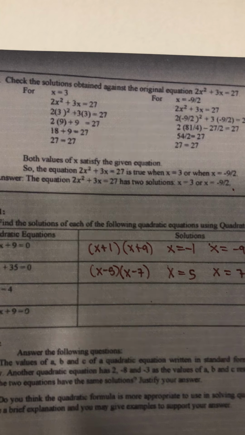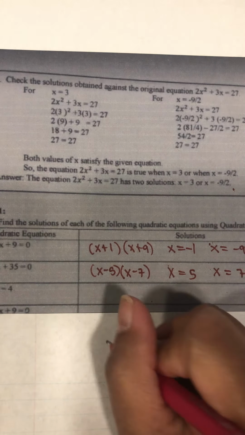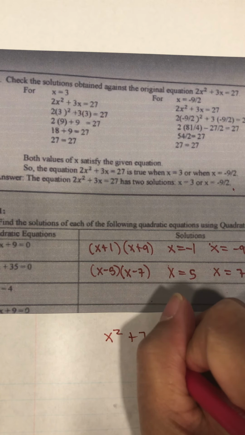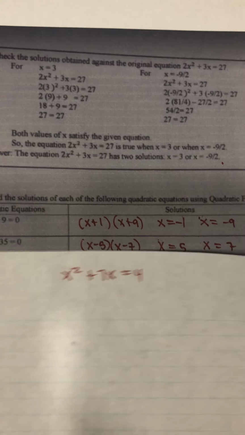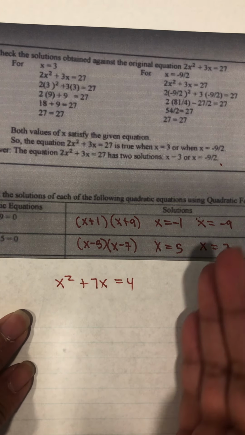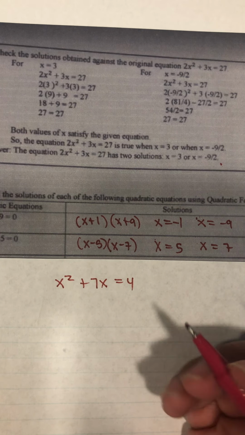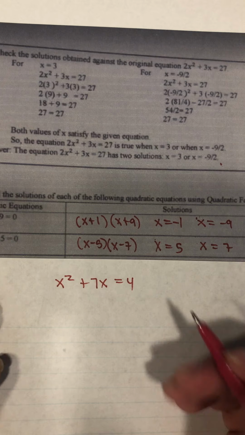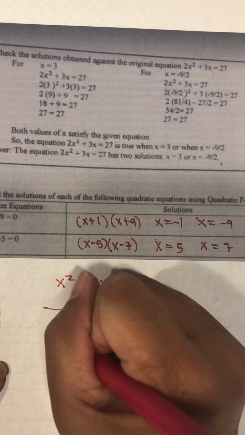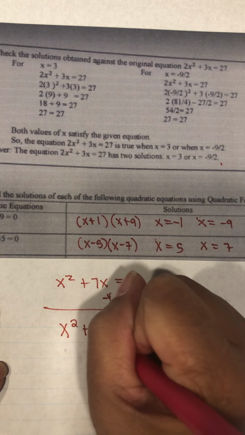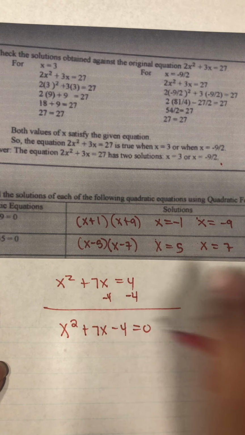Now, let's do the third one. Okay, so this is x squared plus 7x equals 4. All right, in order for this strategy to work, all the terms have to be transferred on the left side of the equation. This has to be equated to 0. So minus 4, so it becomes x squared plus 7x minus 4 equals 0.